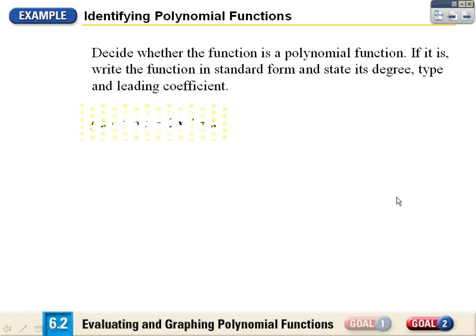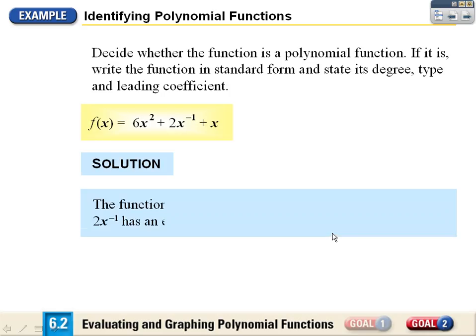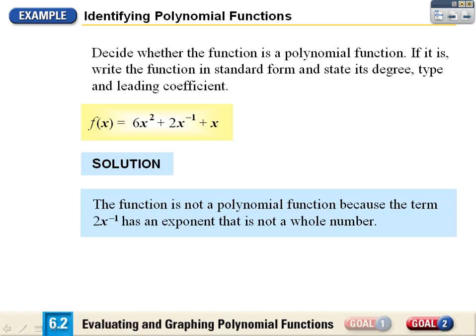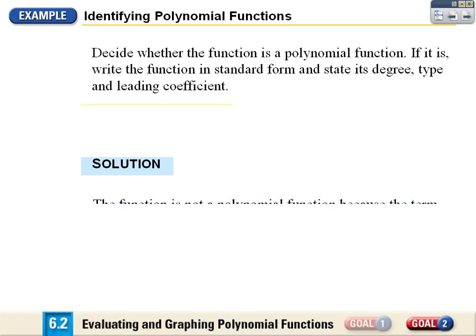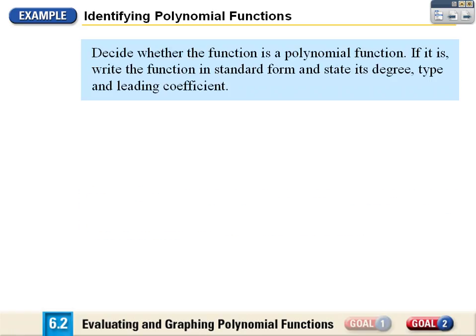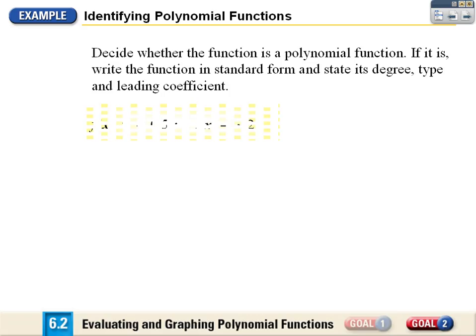What about that one? No. What's wrong with that one? Negative power of x. Can't have that. It has to be a whole number. No good. Not a whole number. Okay, last one. What about that guy? No. Yes.